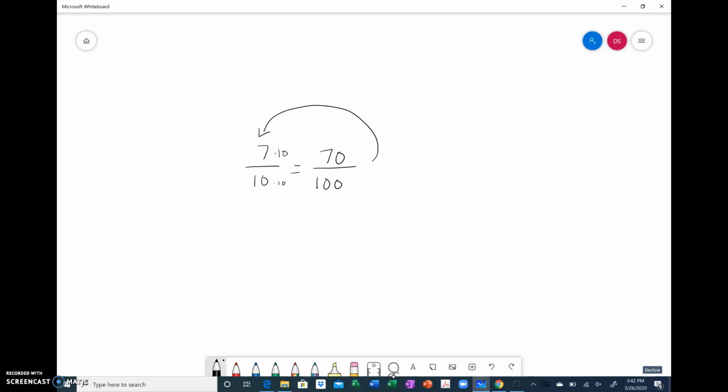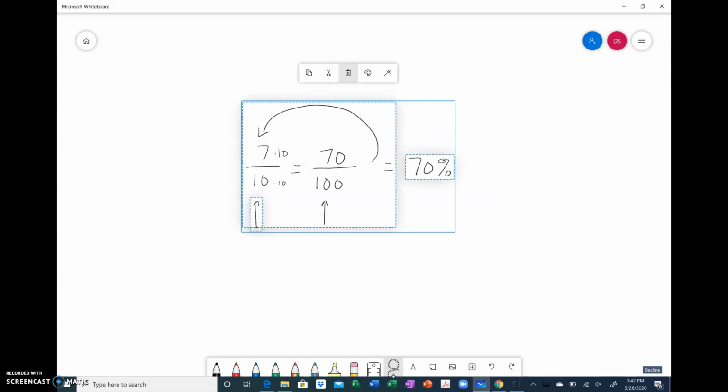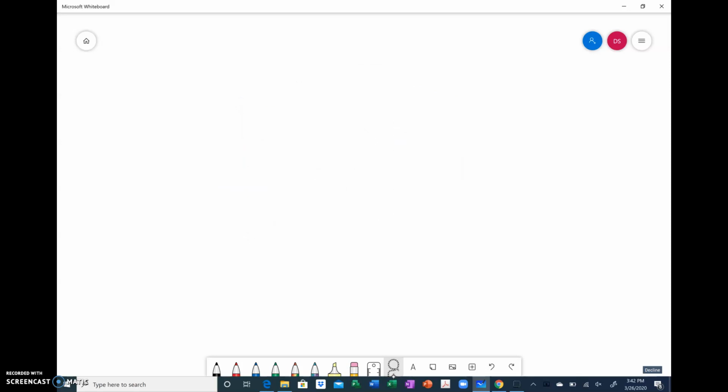So the directions said, write the fraction as a percent. Well, I haven't done that yet. I've only written it as a fraction over 100, and here is where I need to change it to 70%. You need to incorporate that percent sign into your answer. And let's try number 4. 1 over 50 needs to convert to the equivalent fraction over 100 by just multiplying top and bottom by 2. That gives me 2 per 100, or 2%.